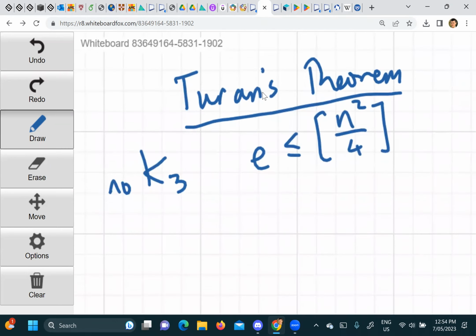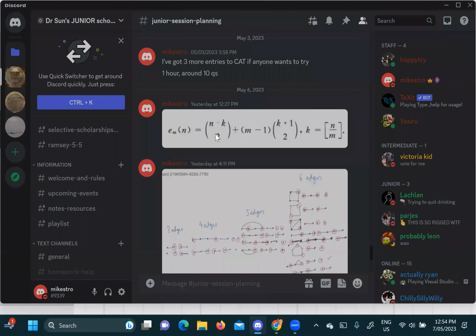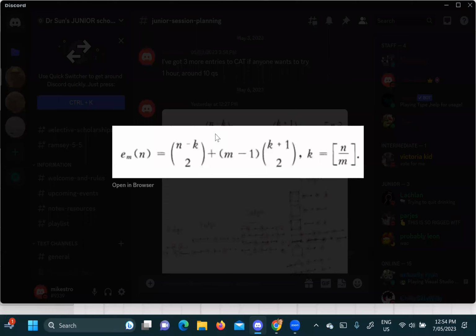But in general, Turan's theorem says if it has no K_{m+1}, then the number of edges is at most the number of edges in the Turan graph, which I prepared earlier. This is the number of edges. In particular, if m equals 3, then it's saying it has no K4s. That makes sense? No K4s. And if it has no K4s, then it can have at most this many edges.